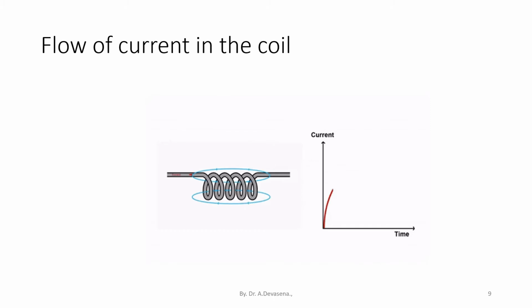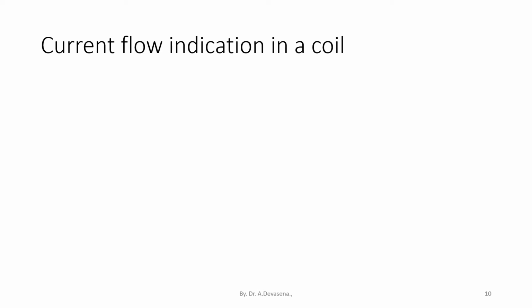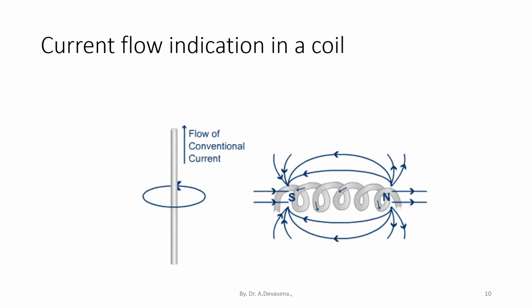Now current is flowing to the coil. A magnetic flux is induced. This is represented here. Another way of flow of current indication in a coil. And this is a coil. In this coil, the current is flowing, that is indicated in the diagram.